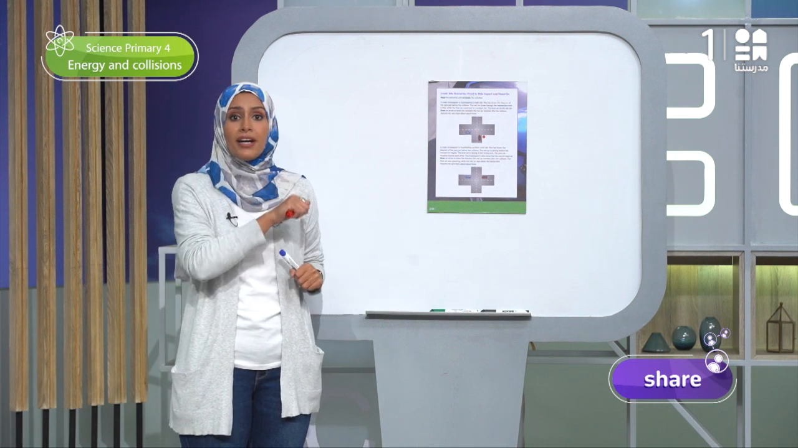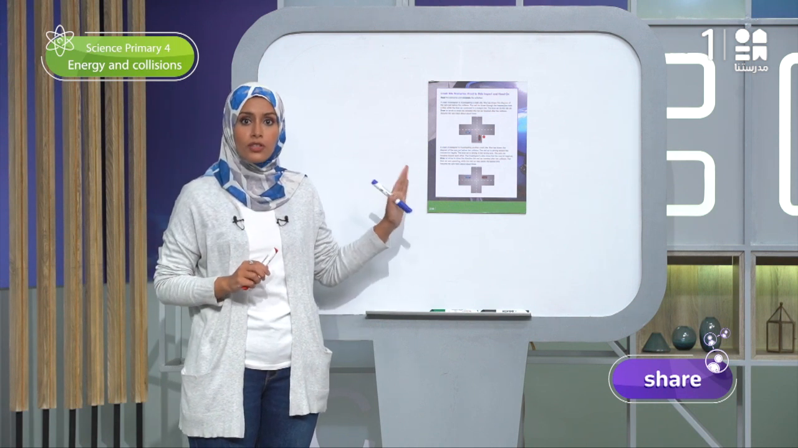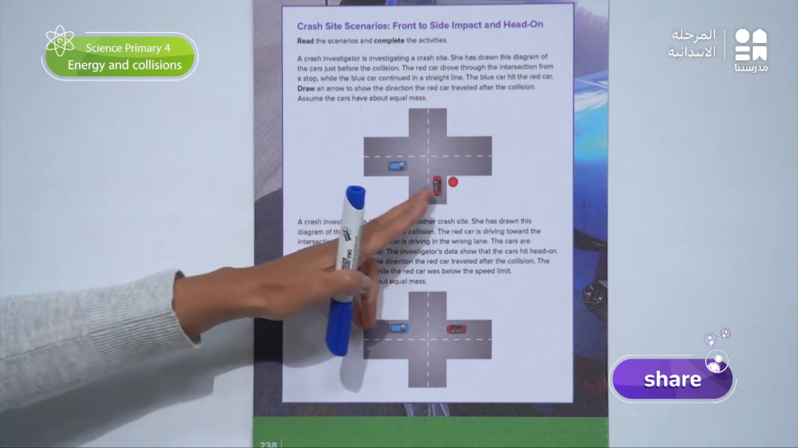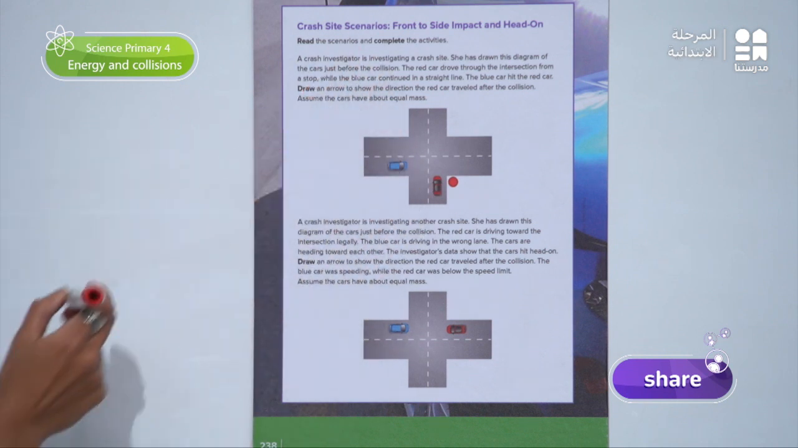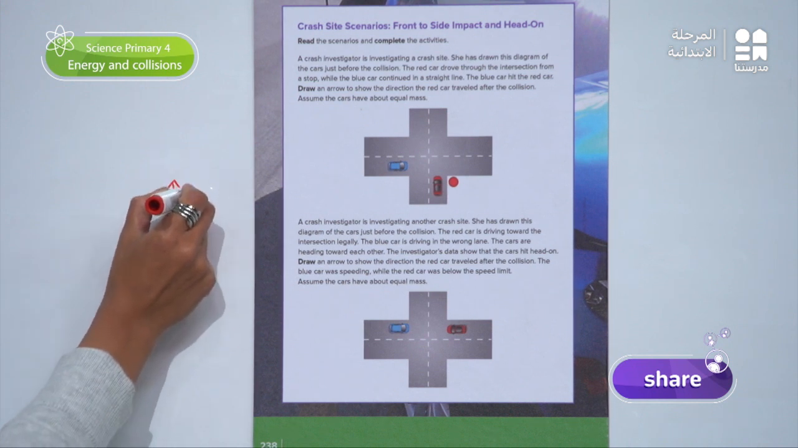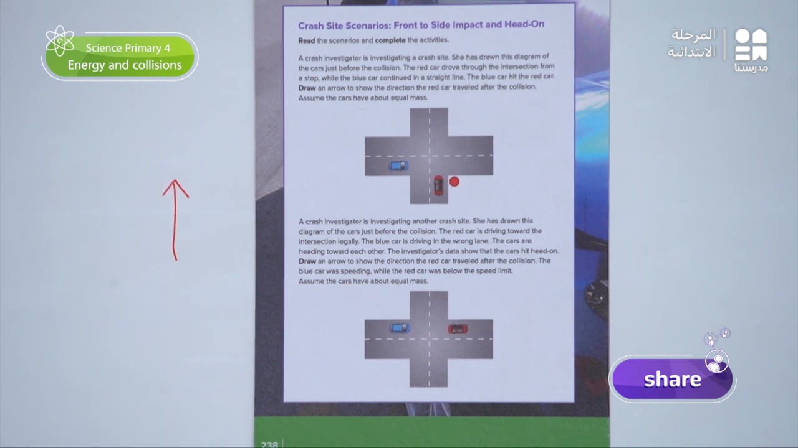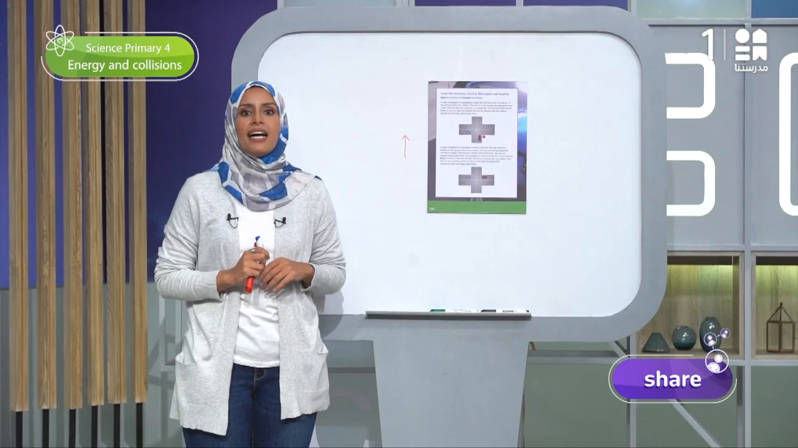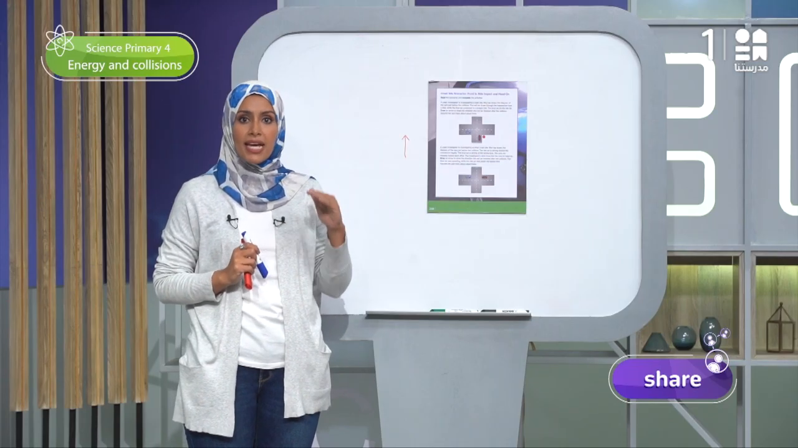Okay, it's before the accident. The red car drove through the intersection from a stop. The red car will start moving from the intersection. This was the direction of the red car before collision. Okay? And the blue car continued in a straight line.